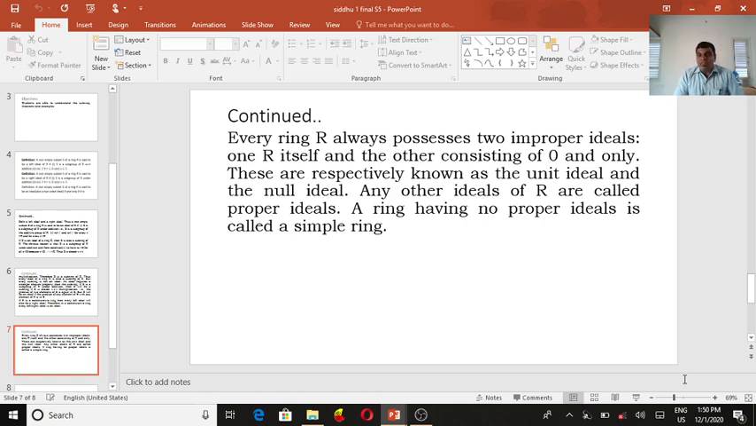All other ideals are called proper ideals. These are respectively known as the null ideal and the unit ideal. Any other ideal of R is called a proper ideal. A ring having no proper ideal is simply called a simple ring.